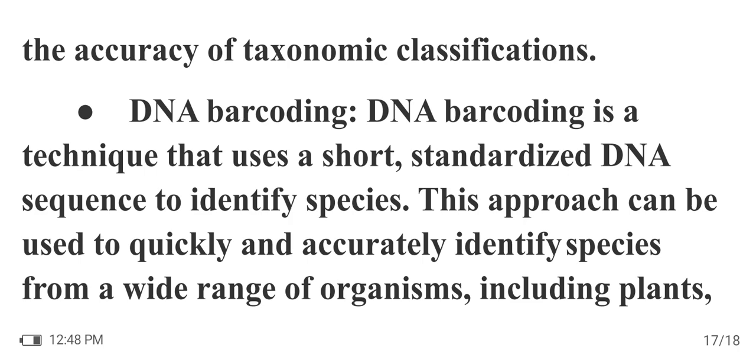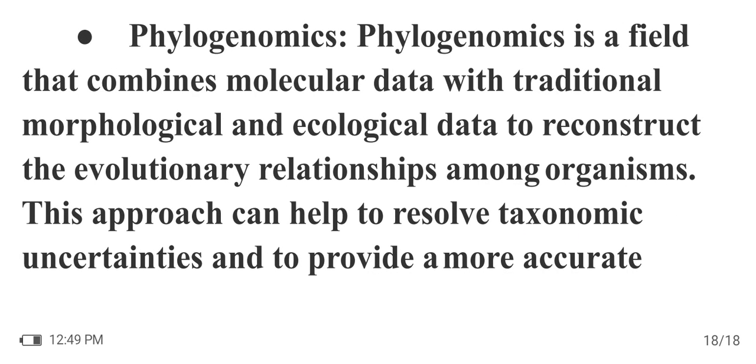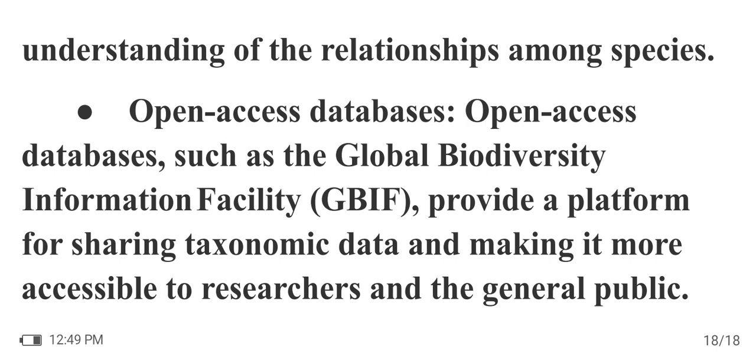DNA barcoding. DNA barcoding is a technique that uses a short standardized DNA sequence to identify species. This approach can be used to quickly and accurately identify species from a wide range of organisms, including plants, animals, and fungi. Then, phylogenomics. Phylogenomics is a field that combines molecular data with traditional morphological and ecological data to reconstruct an evolutionary relationship among organisms. This approach can help to resolve taxonomic uncertainty and to provide a more accurate understanding of the relationship among species.